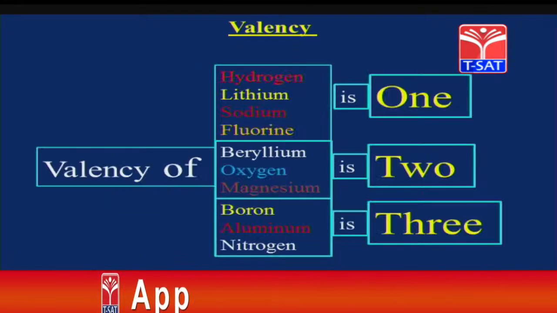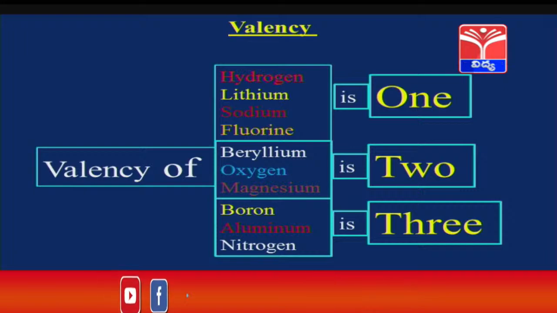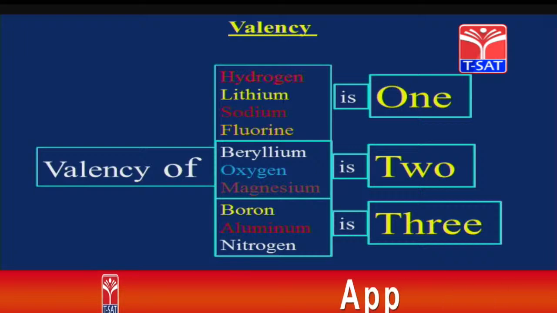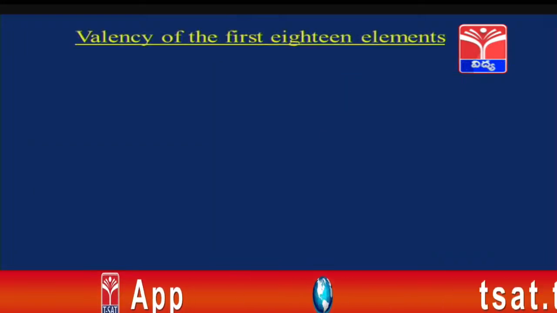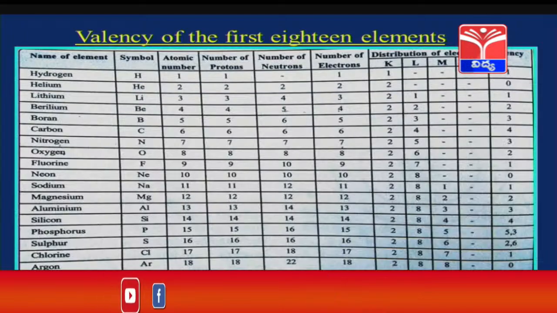Some other examples: the valency of hydrogen, lithium, sodium, fluorine is 1, and the valency of beryllium, oxygen, magnesium is 2. The valency of boron, aluminum, nitrogen elements is 3. Let us see the table which consists of the valency of 18 elements. From hydrogen to sodium, now we will discuss from magnesium.